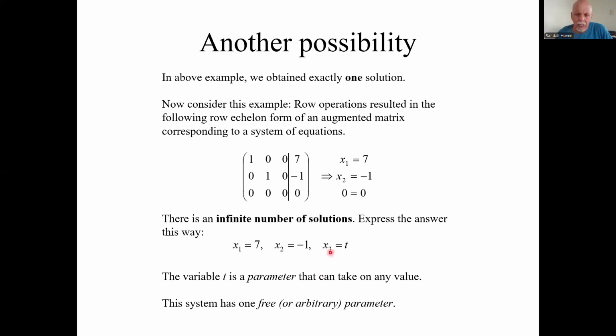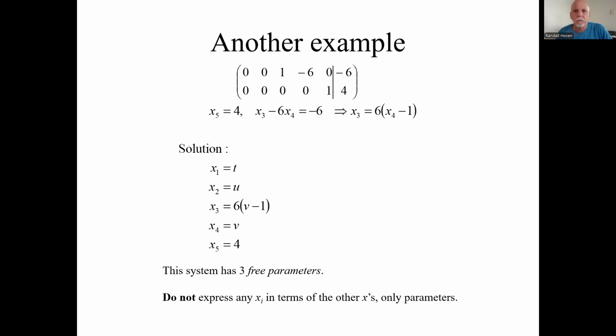We always like the x stuff on the left and non-x stuff on the right, either numbers or other letters. We don't express any x in terms of other x's, or else we haven't really solved it, have we? That's what we started with. Anyway, so here's an answer, an infinite number of solutions. So in the first example, we had exactly one solution. In this case, we have an infinite number of solutions.